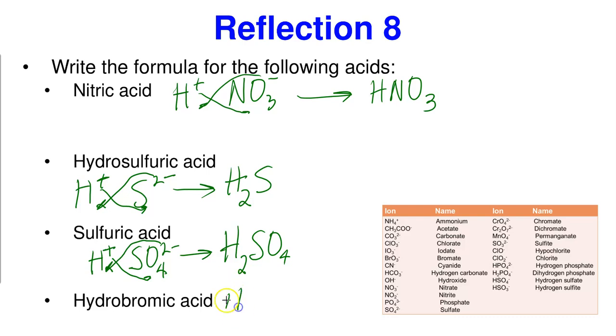Again, I talked about this one earlier. Hydrogen is 1+, bromine is 1-. The charges are equal. They are balanced. Just say HBr. All right. So that is how you write the formulas of these acids from their names.